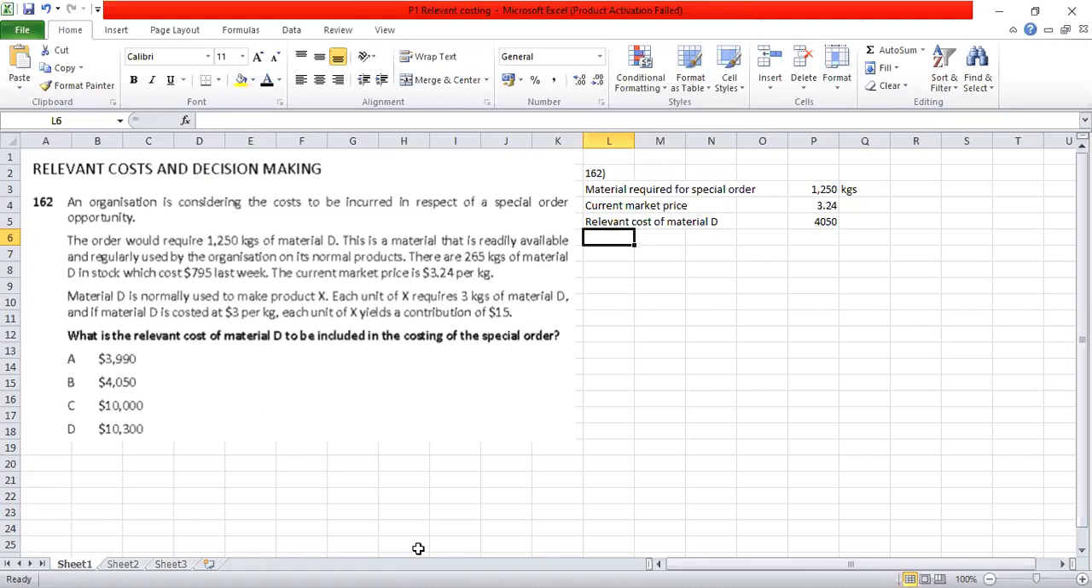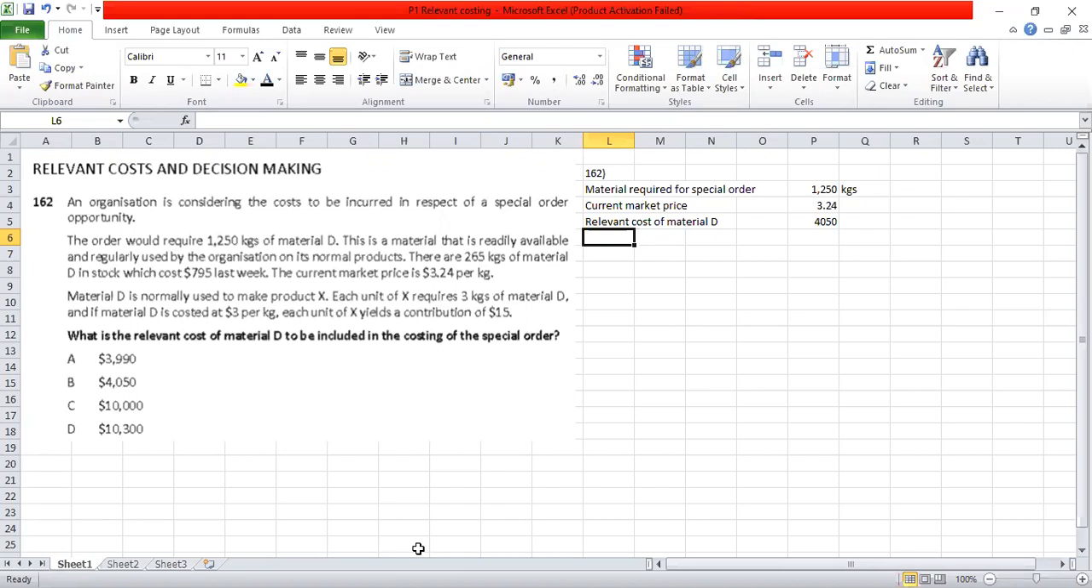We are not deciding on the selling price. We are only deciding about what is relevant for decision making. We are not talking about the consumption, which material will be taken, or the cost of inventory. To that level we did not come. The question is only simple: the decision about the material is only related to 1250 purchased at 3.24. Already purchased 265 kgs at a cost of 795. It has already happened. It is a historical cost. That is not considered for decision making.